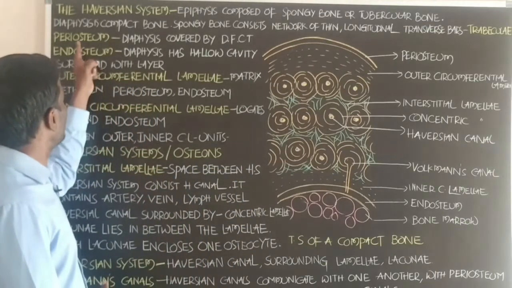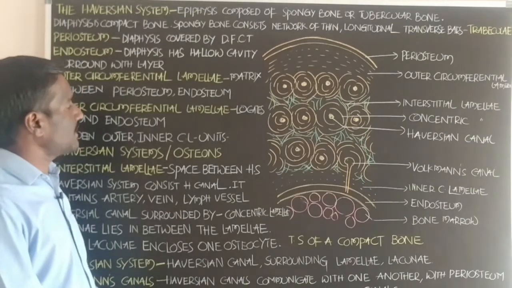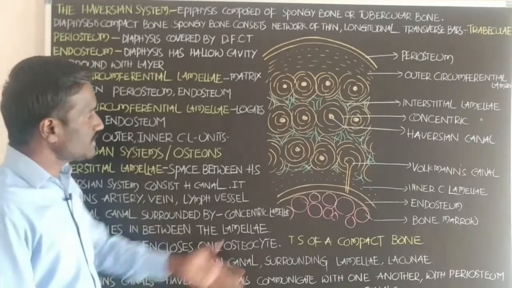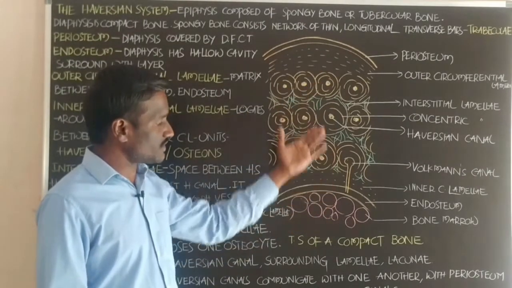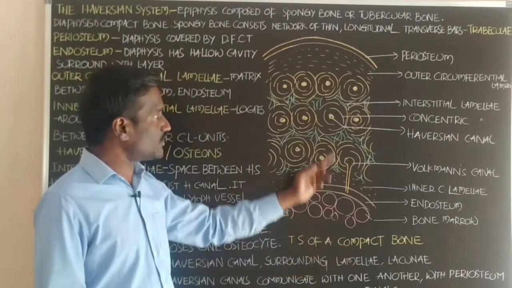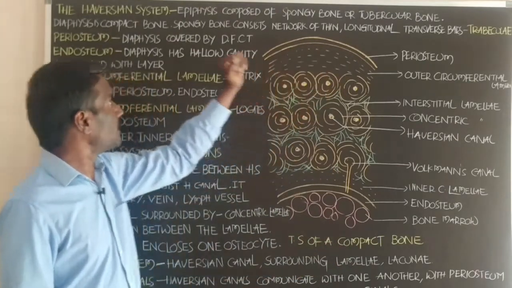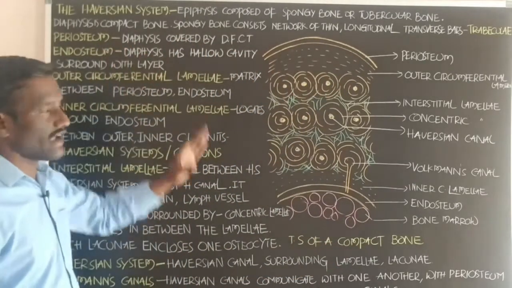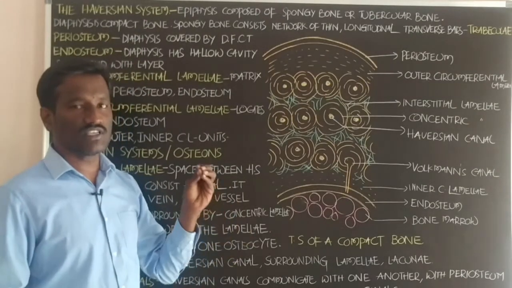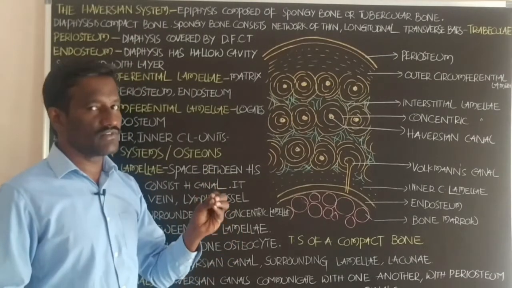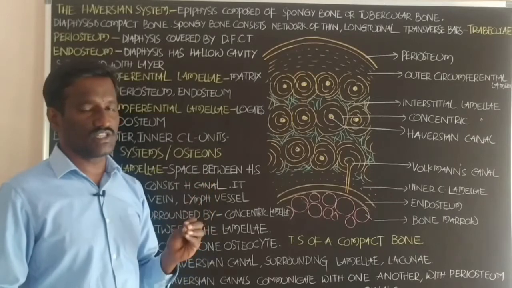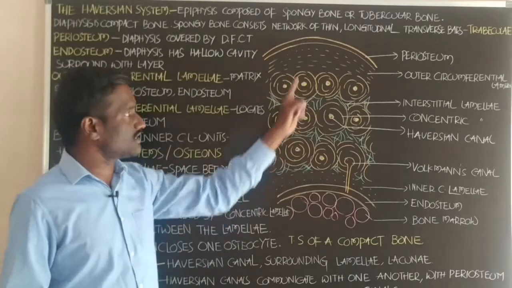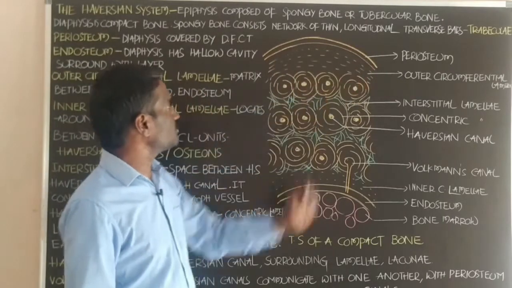Next, the periosteum. This is the transverse section of the compact bone. What about the periosteum? The diaphysis part of the bone is covered with a dense fibrous connective tissue sheath, which is called the periosteum.